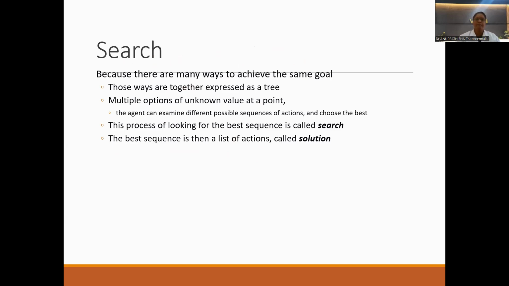The search is needed because there are many ways to achieve the same goal. There may be multiple alternate solutions to reach the same goal. Those ways together are expressed as a tree with multiple options of unknown value at a point. The agent can examine different possible sequences of actions and choose the best. This process of looking for the best sequence is called searching. The best sequence is then a list of actions called a solution.